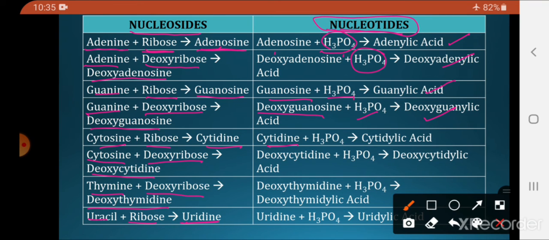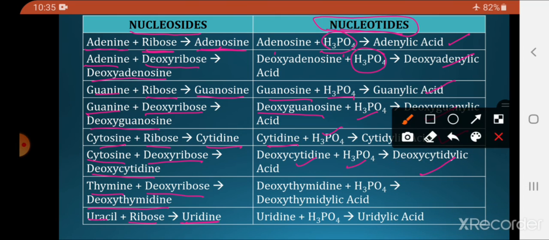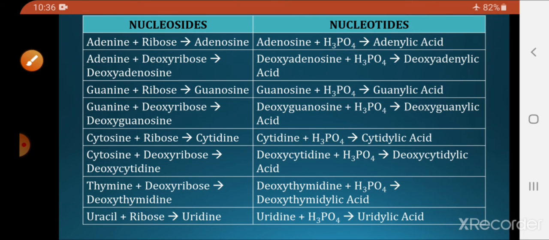Cytidine binding with the phosphoric acid is called cytidylic acid. Deoxycytidine binding with the phosphoric acid is called deoxycytidylic acid. Deoxythymidine binding with phosphoric acid is called deoxythymidylic acid, and uridine binding with phosphoric acid is called uridylic acid. Students, this is very important.